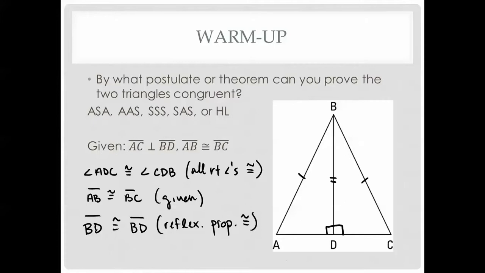So I have two right triangles. I've shown that their hypotenuses are congruent and a leg. So triangle ADB is congruent to triangle CDB by hypotenuse leg, or HL.